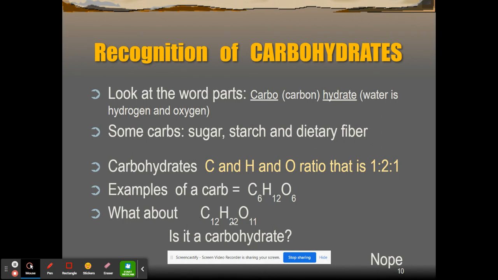I won't ask you for that level of detail on any tests, but you should definitely know that carbohydrates are made out of C's, H's, and O's. And typically, there's a CHO ratio of 1 to 2 to 1.